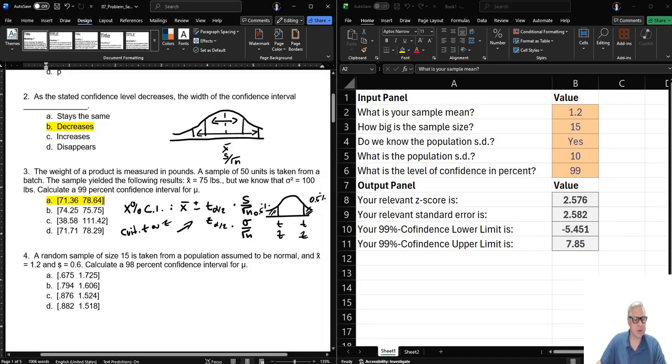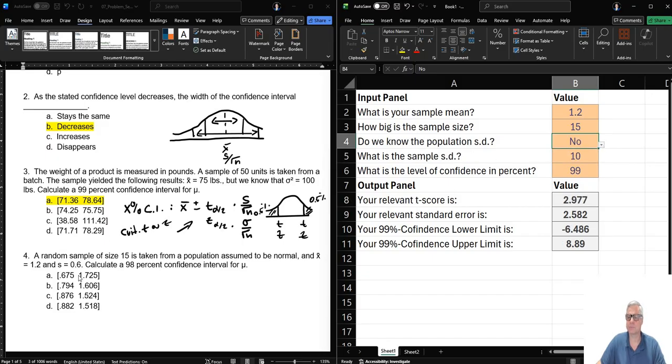And the sample standard deviation, so now we do not know the population standard deviation because we are given the sample standard deviation, so we change this to no. And the sample standard deviation is 0.6. So 0.6. And now we would like to calculate the 98% confidence interval. So we change the level of confidence to 98. And now voila, we have the answers. So it goes from 0.793 to 1.6.